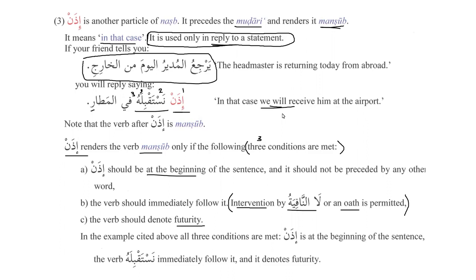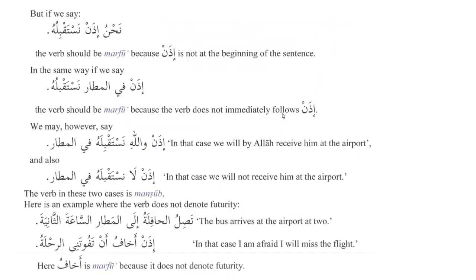Then that's how it is used. So, but if we say نحن إذن نستقبله, now we can see over here نستقبله. Okay, now it is not mansub. Why is it not mansub? Because before إذن we have نحن, and the condition is it should come at the beginning of the sentence. But here the condition is not met.